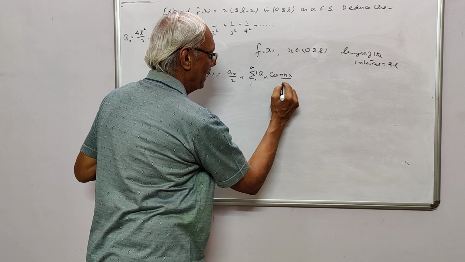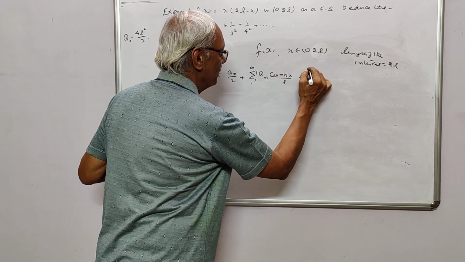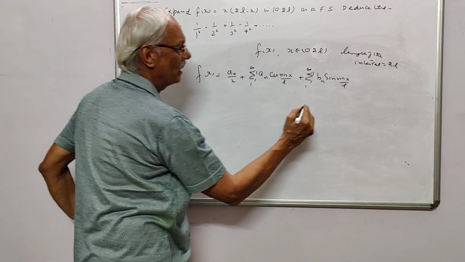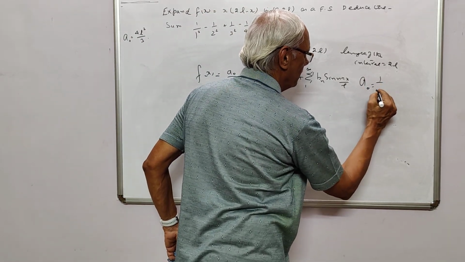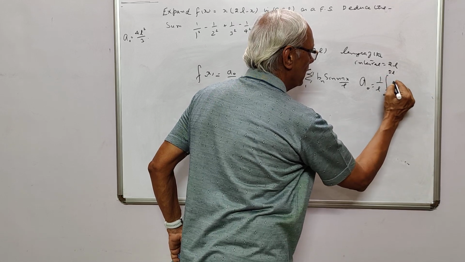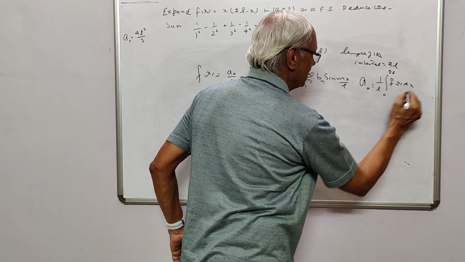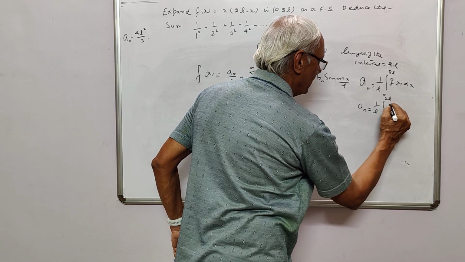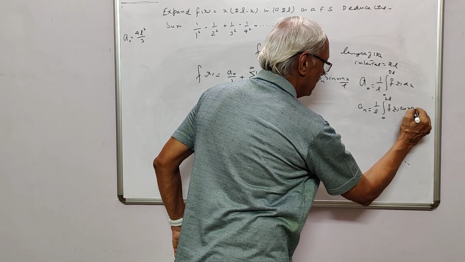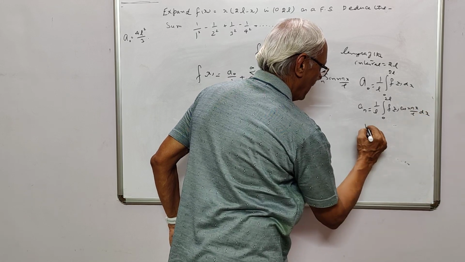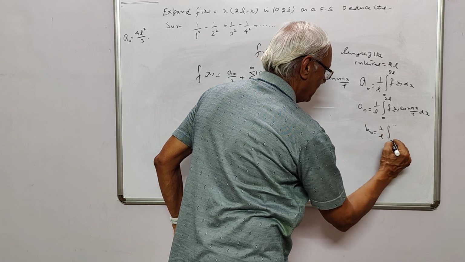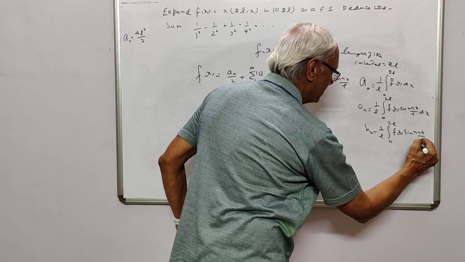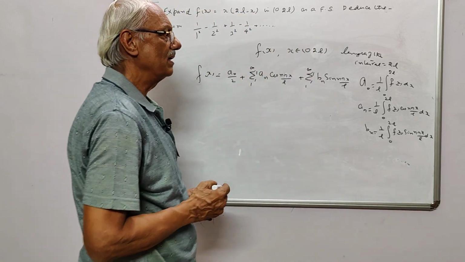f of x equals a naught by 2 plus the sum from n equals 1 to infinity of an cos n pi x by l plus the sum from n equals 1 to infinity of bn sine n pi x by l, and your a naught is equal to 1 by l, integral from 0 to 2l of f of x dx, and your an is equal to 1 by l, integral from 0 to 2l of f of x cos n pi x by l dx, and your bn will be 1 by l, integral from 0 to 2l of f of x sine n pi x by l dx. So this is the difference that you get.